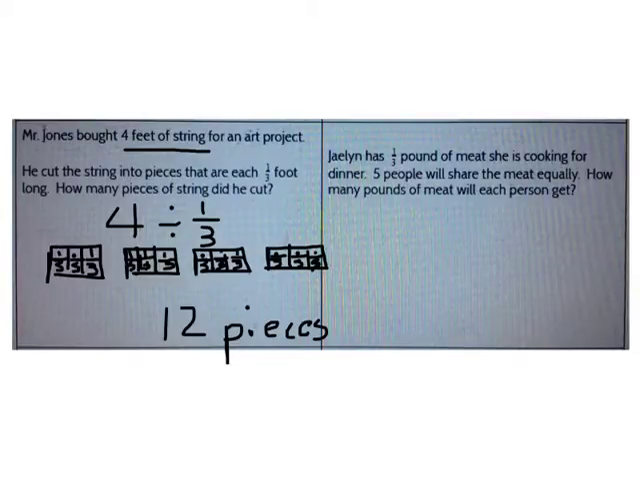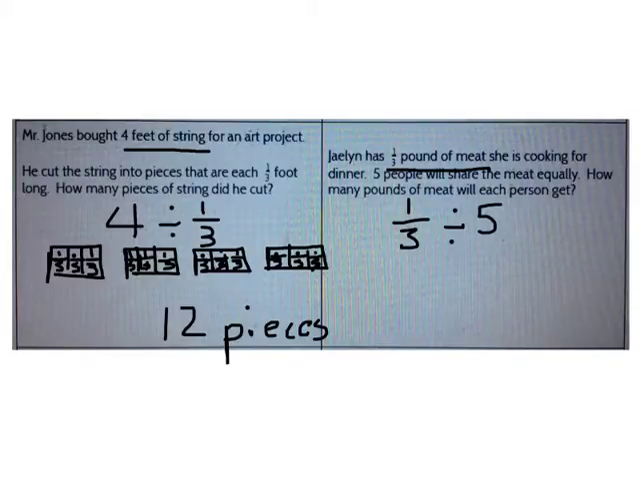Let's do another one. Jalen has 1/3 pound of meat she is cooking for dinner. 5 people will share the meat equally. How many pounds of meat will each person get? What's being split up in this problem? 1/3 pound of meat is being split up in this problem. So what division sentence can I use? I can divide 1/3 divided by 5.